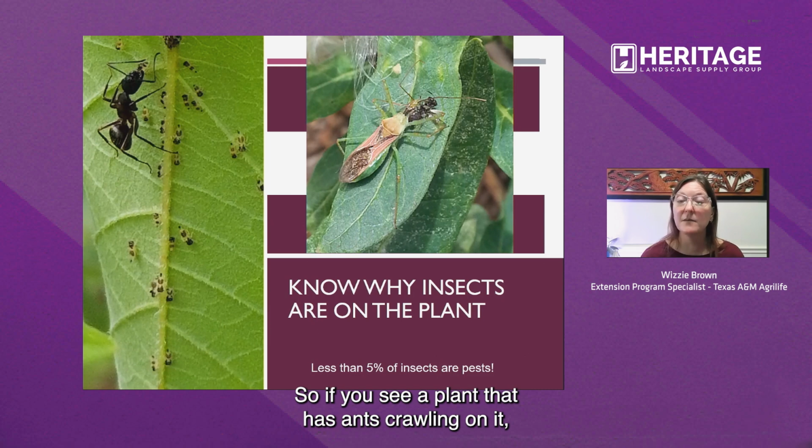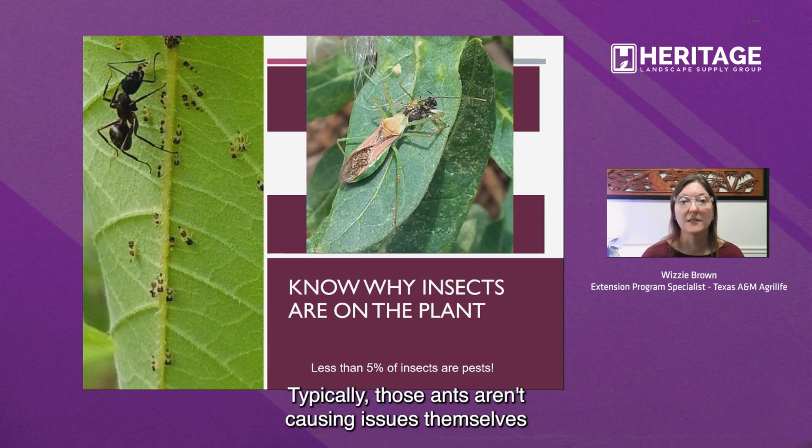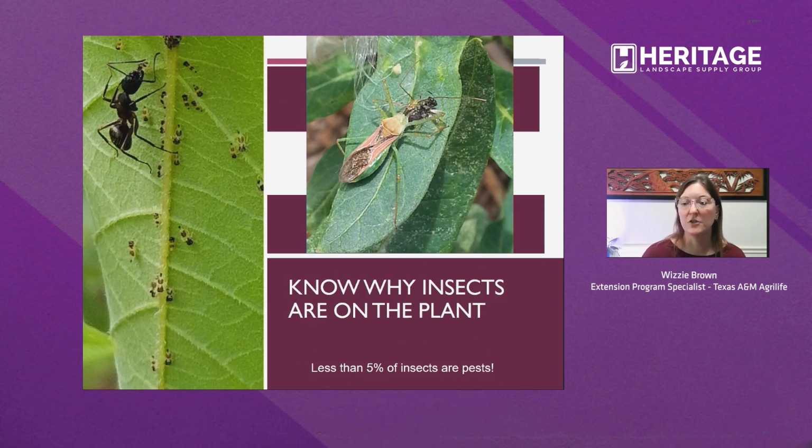So if you see a plant that has ants crawling on it, that may be a sign that you have some other sort of pest. Typically, those ants aren't causing issues themselves to the plants. They're there to get honeydew.